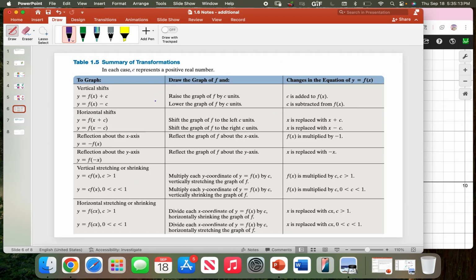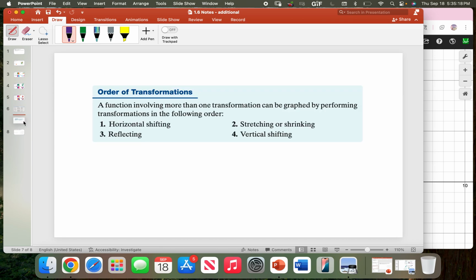Okay, so here's that table. It has your shifts. It has your reflections. I don't think I did reflections yet, did I?